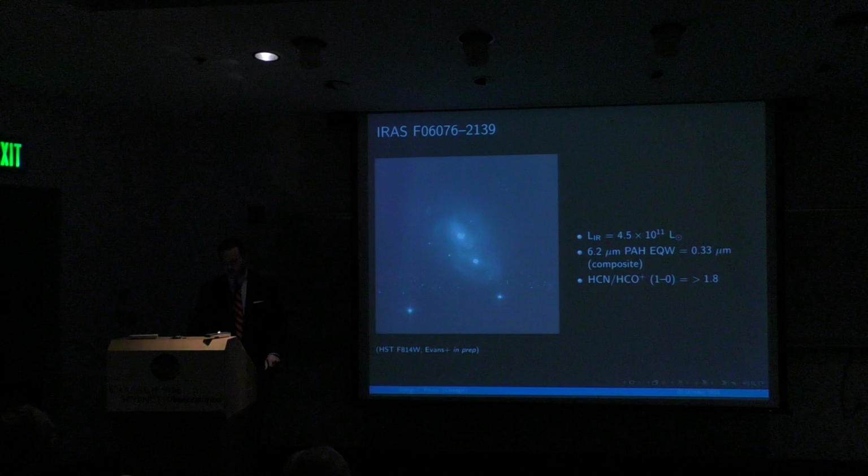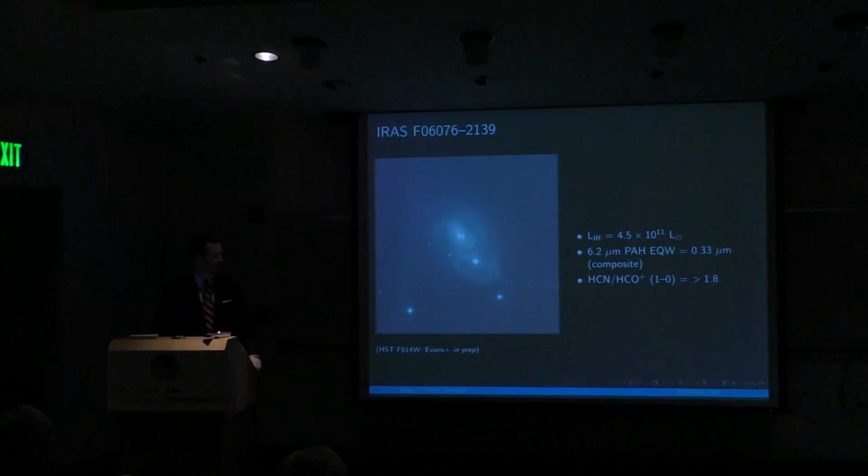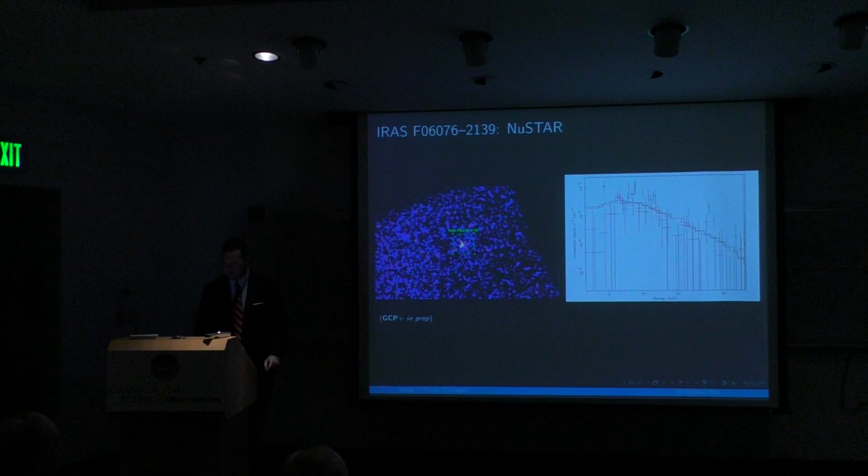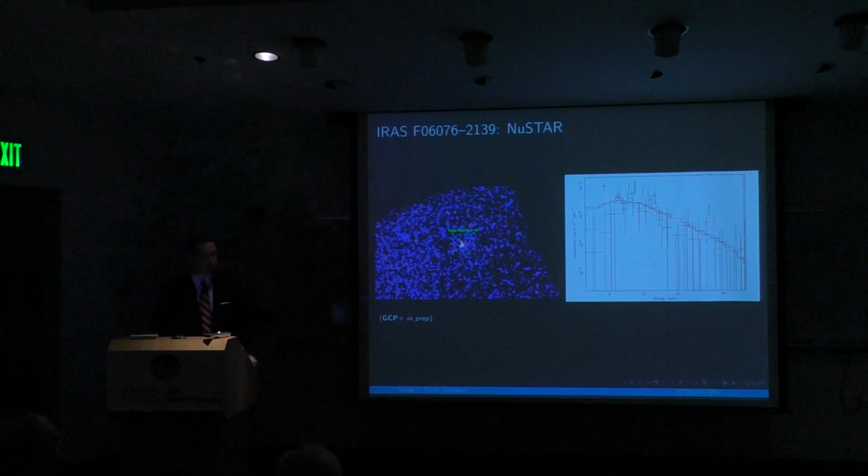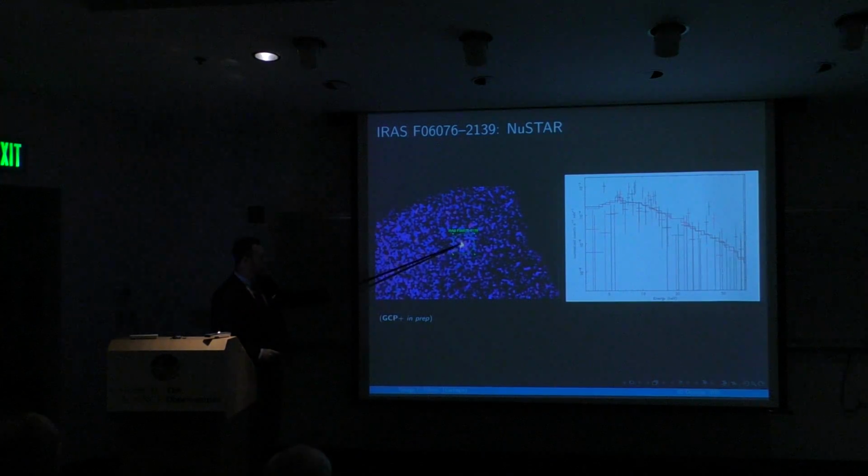Just to show another one, this is another IRAS galaxy, slightly more infrared luminous. This one has a PAH equivalent width which is much lower, kind of consistent with a composite source where you would expect there to be an AGN. Still has this high HCN to HCO+ ratio. So this one we kind of figured we would see an AGN in the center. And we see hard X-ray emission here. This one's actually believably detected.